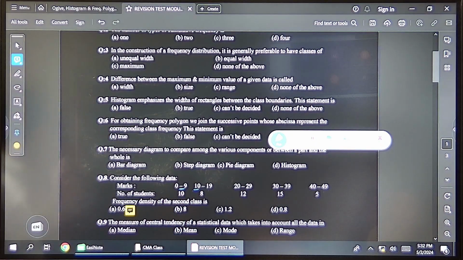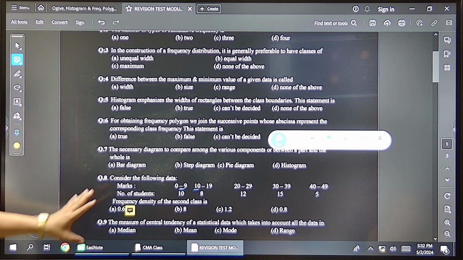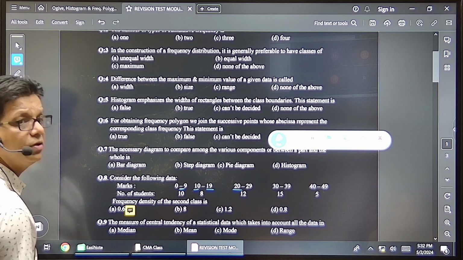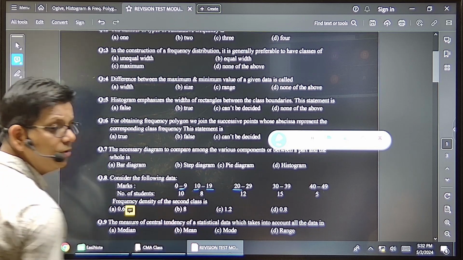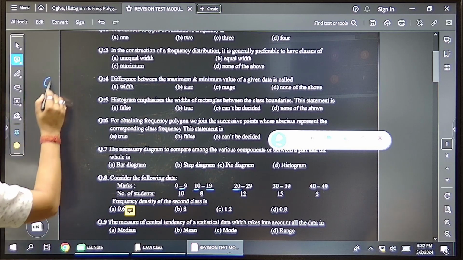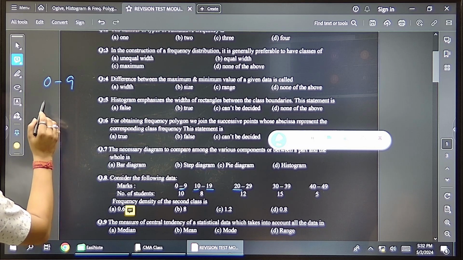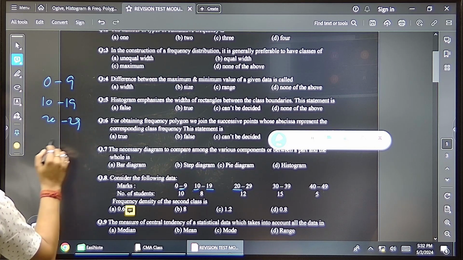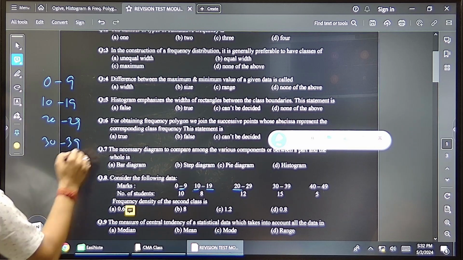Do you remember the first class? We make the classes continuous. Everything can be done first to make continuous. This is 19, but this is 20. Not the same number. It is called non-continuous classes. So what do you need to do? Yes, it is 0 to 9. I just show it here. 10 to 19, then 20 to 29, 30 to 39, and so on.